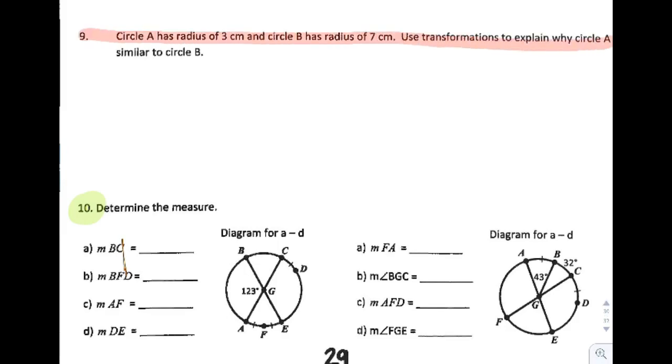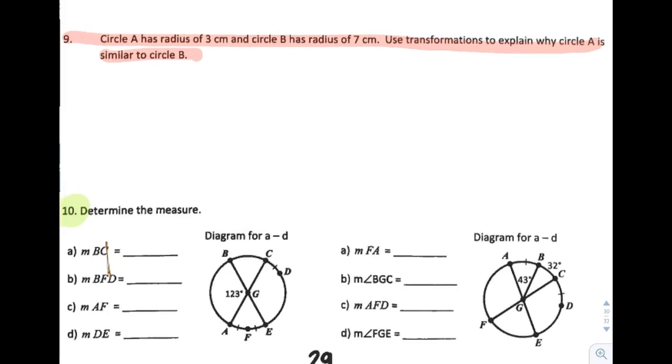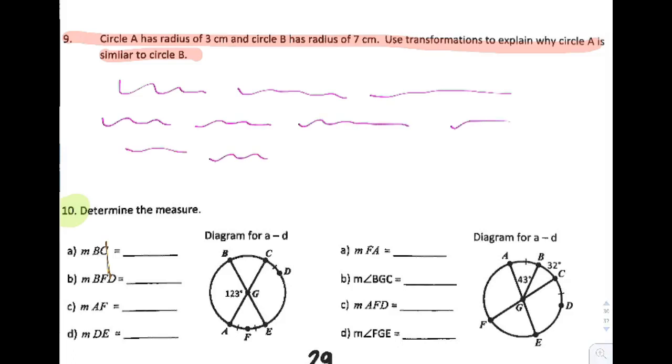It says, circle A has a radius of 3 and circle B has a radius of 7. Use transformations to explain why circle A is similar to circle B. Well, first of all circles are always similar because there's no other shape to a round thing. They're all round. So you could start off by saying all circles are similar because using a translation and a dilation, you can map one onto the other. A translation and a dilation are similarity transformations.